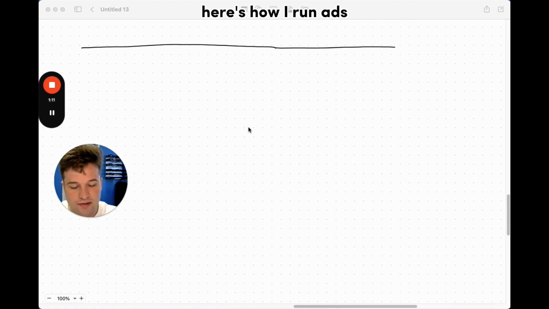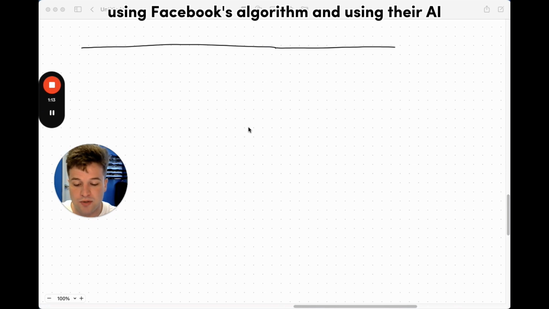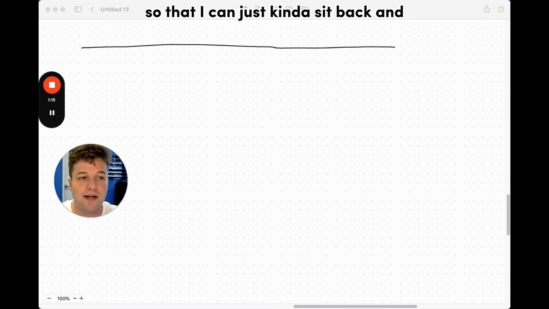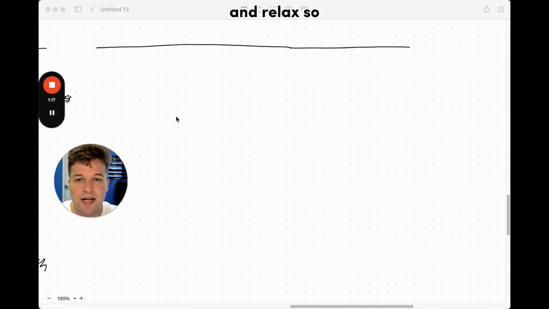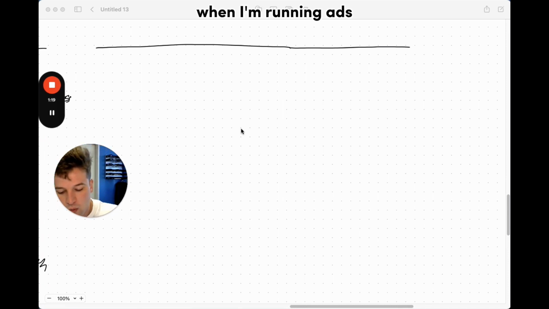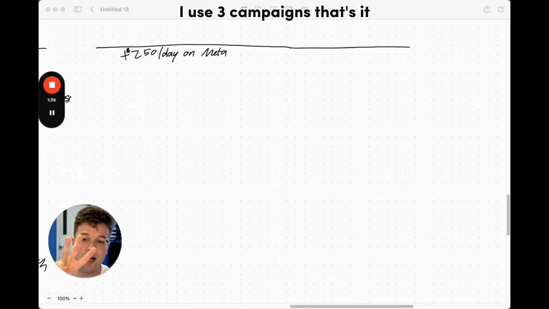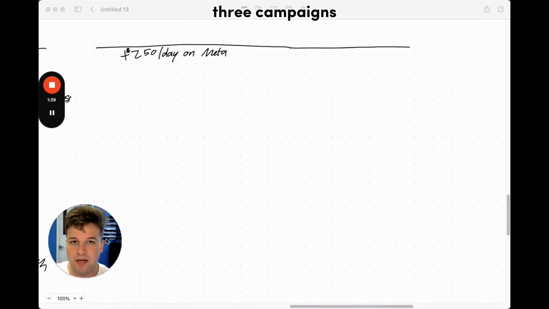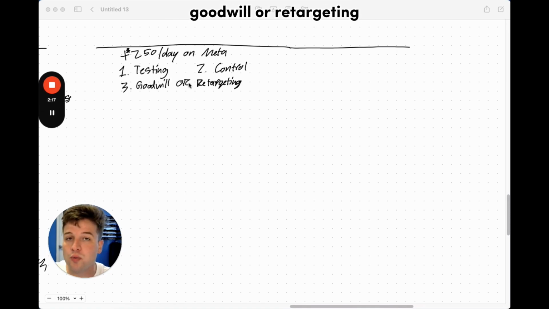Here's how I run ads, using Facebook's algorithm and using their AI so that I can just kind of sit back and relax. So when I'm running ads, I use 3 campaigns. That's it. 3 campaigns, and 2 of them, well, technically 4 campaigns, but running at the same time, I only use 3. Testing, control, goodwill, or retargeting.